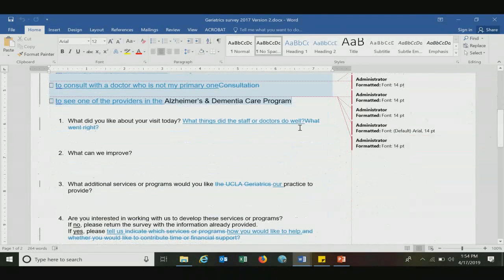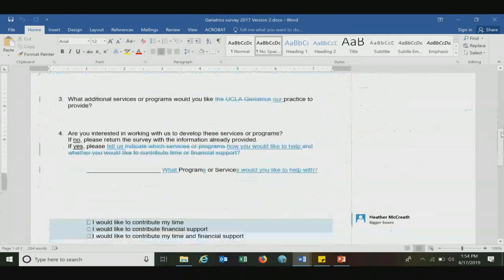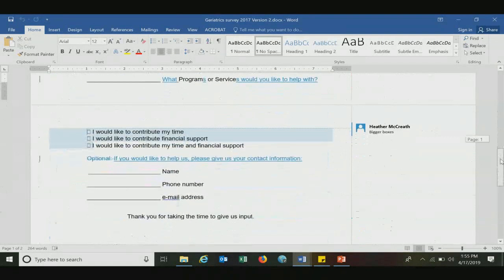Then, what went right? What a vague question. What you want to know is, what did people do well? So what did the staff and doctors do well? That's what you want to ask. And then you can see down here, if yes, please tell us how you would like to help, and what programs or services would you like to help with. And if you'd like to help us, please give us your contact info.